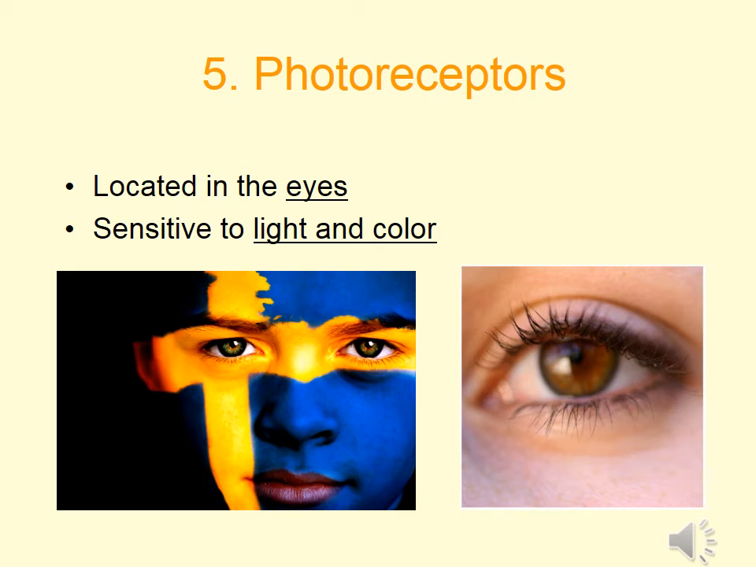Photoreceptors are located in the eyes. They're sensitive to light and color. So these are photoreceptors. Pretty straightforward. This is how we see light and color.